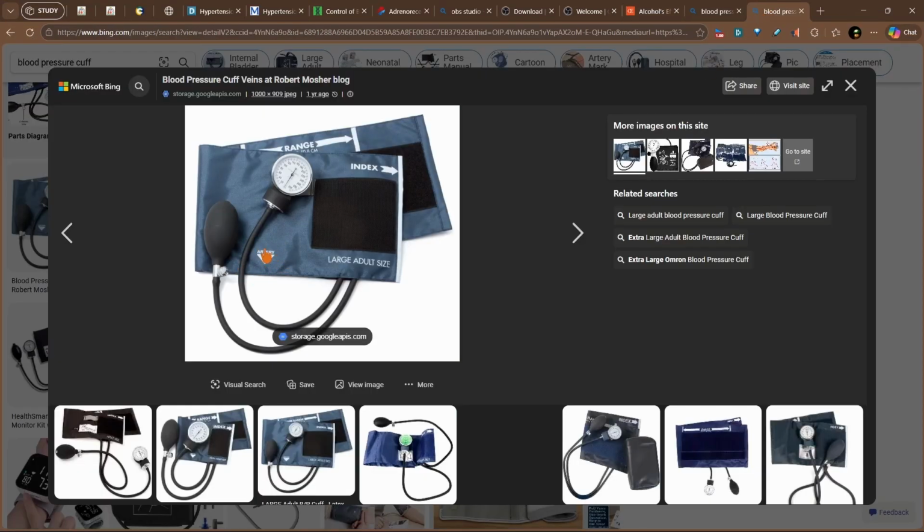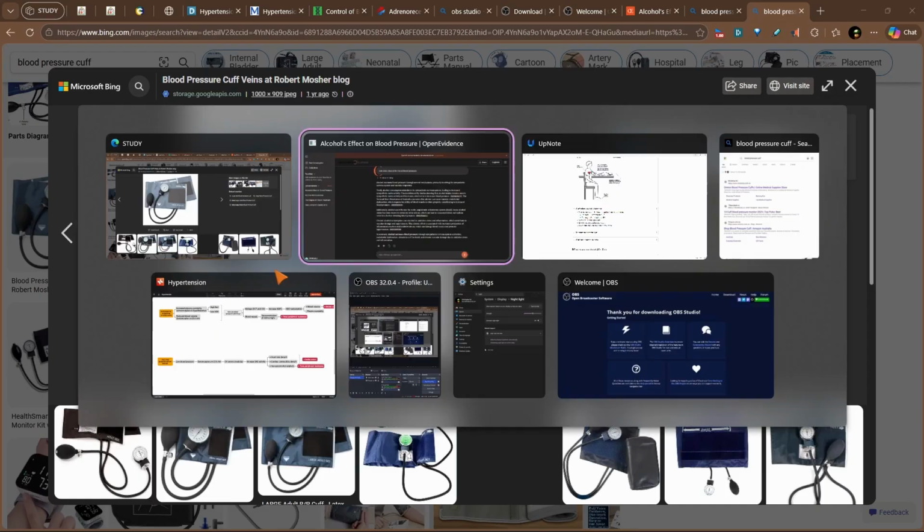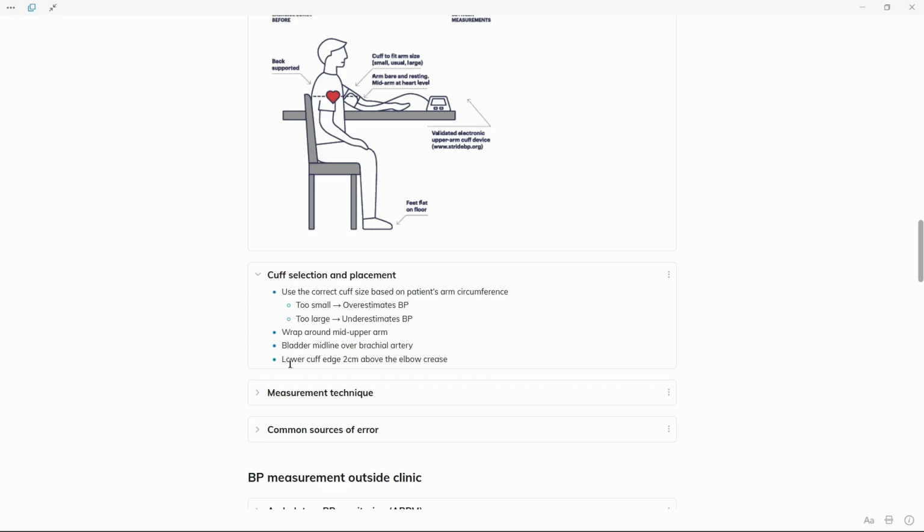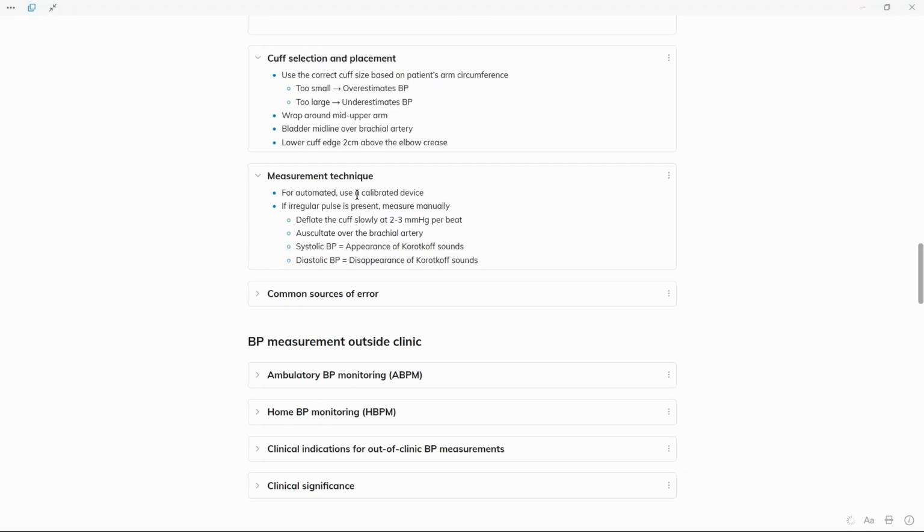So there's this indicator here. You should put that over the patient's brachial artery, and you should have at least a two finger gap between the bottom of the cuff and the elbow crease. If you're measuring the patient's blood pressure using an automatic device, make sure that the device is certified, calibrated, and working properly.